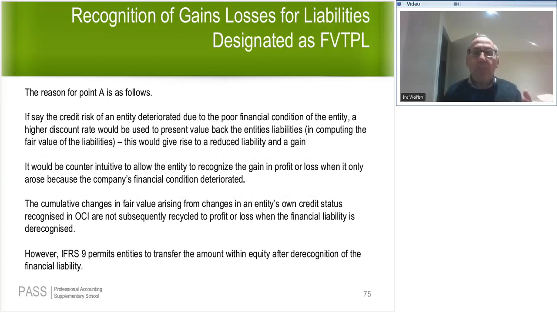I think you'd all agree with me that it would be very much counterintuitive to allow an entity to recognize a gain in their income statement when it only came about because their financial situation deteriorated and we're now present valuing back their liabilities at a higher discount rate. It makes no sense to show that in income. The company's worse off. I'm going to show a gain. That makes no sense. So therefore, we make an exception when we're adjusting the value due to a deterioration of their credit risk.